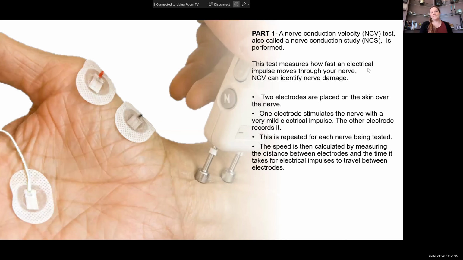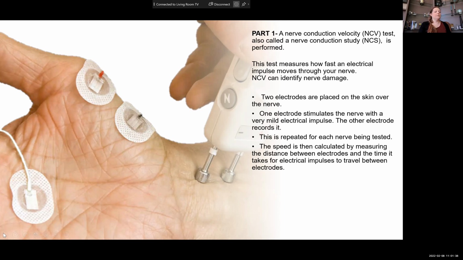So how do they do that? Oh, this is fun. It's called a nerve conductivity test, or NCV. The first part of this test measures how fast an electrical impulse moves through your nerve, and they use it to identify whether the nerves are actually passing the signals. They give you 2 electrodes and stick them on you. One stimulates the nerve with a very mild electrical impulse, and the other records it. They repeat this for all the nerves.